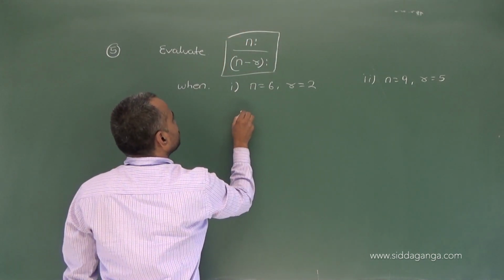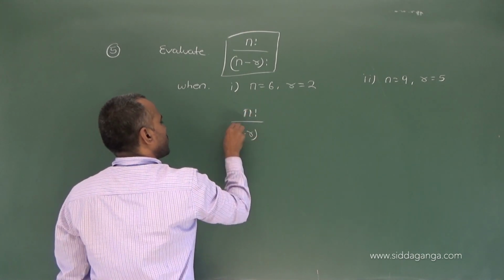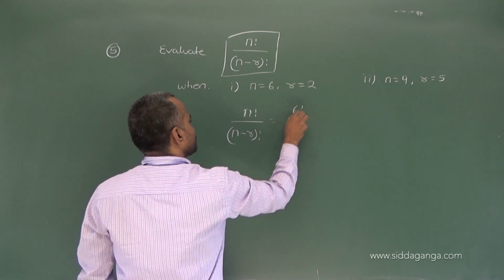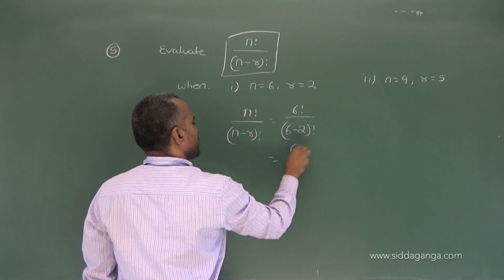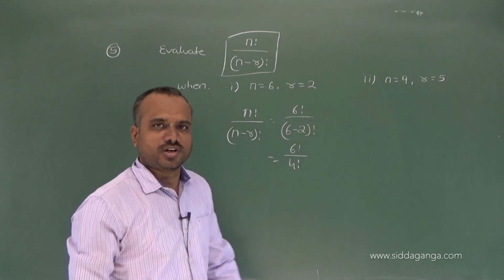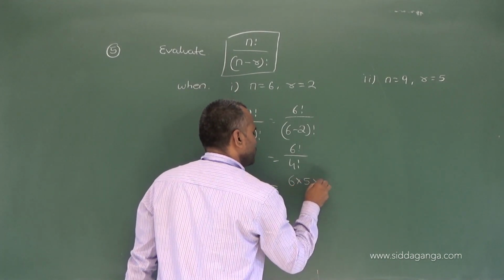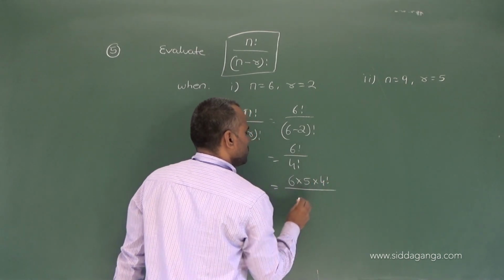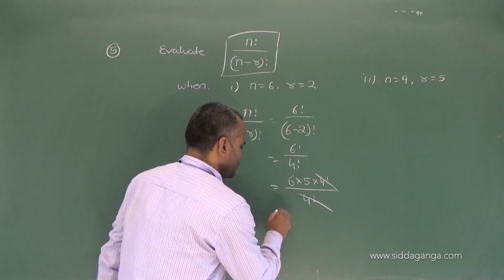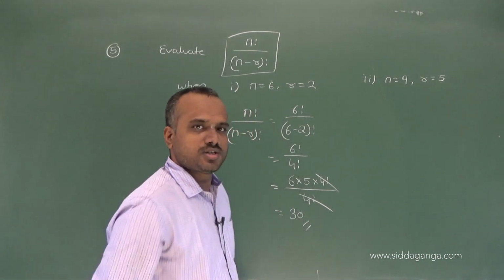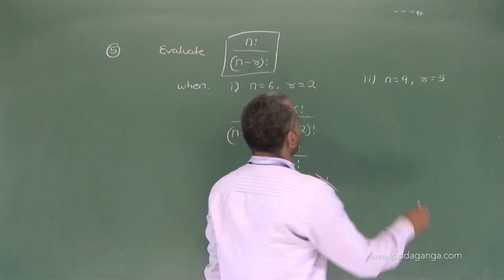First one. n factorial divided by (n minus r) factorial. 6 factorial divided by (6 minus 2) factorial, which is 6 factorial divided by 4 factorial, correct? 6 into 5 into 4 factorial divided by 4 factorial. 4 factorial gets cancelled. 6 into 5, the answer is 30. 6 into 5 is how much? Answer is 30.